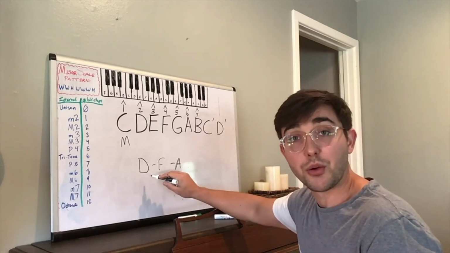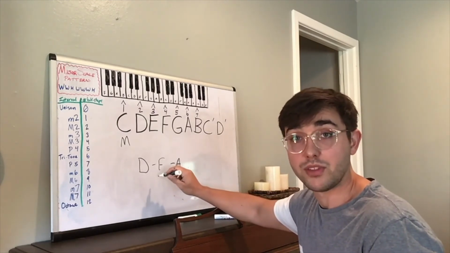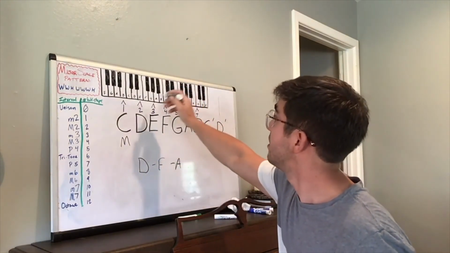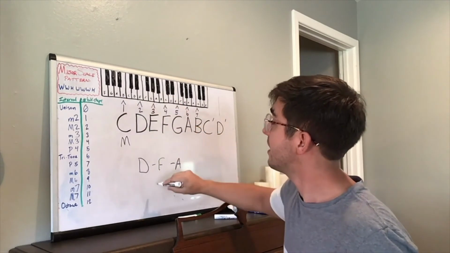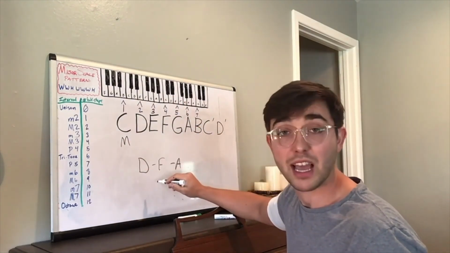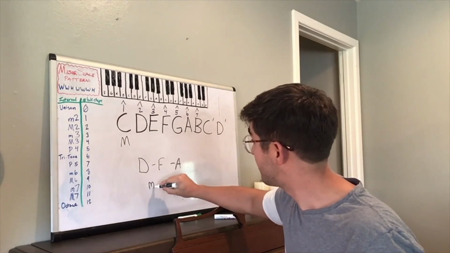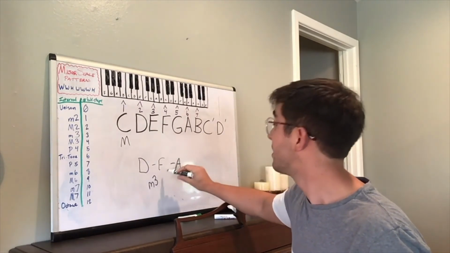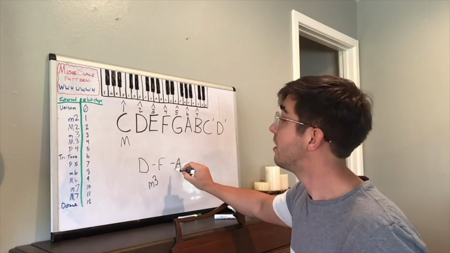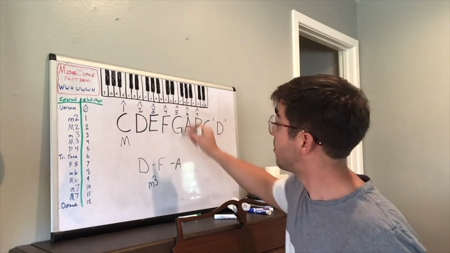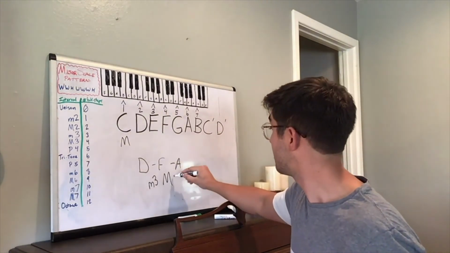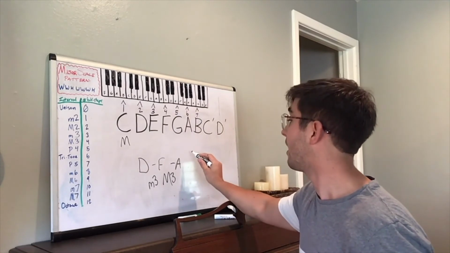So now we have to do the dirty work and figure out what the quality of these thirds are. So D to F is 1, 2, 3 half steps. If you remember from over here, 3 half steps is a minor third. So minor third. Then F to A is 1, 2, 3, 4 half steps. So that would make it a major third. Major third.